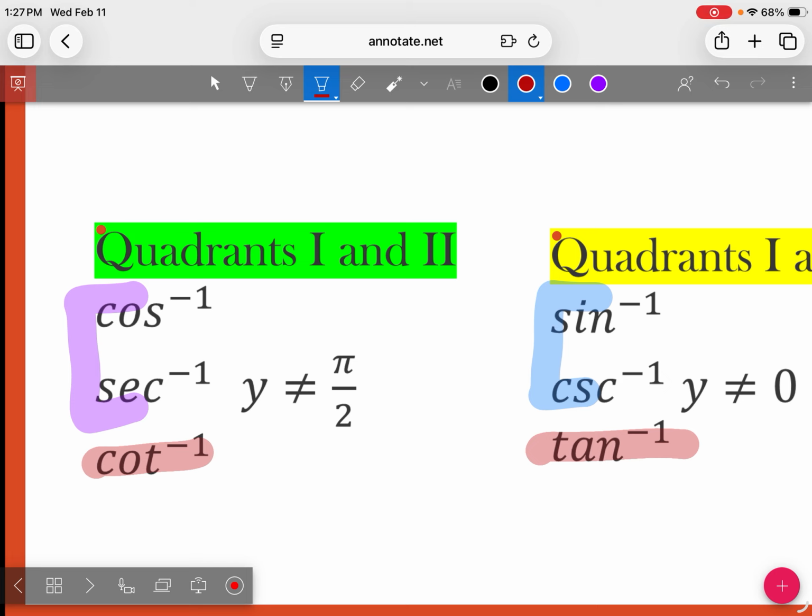So secant and cosecant, they have asymptotes. So we are not going to use pi over 2 for secant. That's undefined. For cosecant, we're not going to use 0. And for cotangent, cotangent is 0, theta, pi. It's not equal to. Remember, we don't use the equal to. Cotangent is negative pi over 2. Again, no equal to.